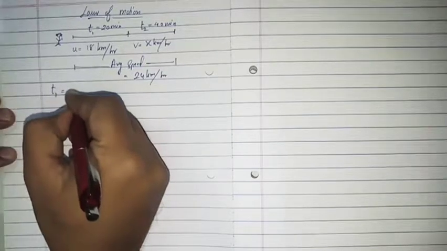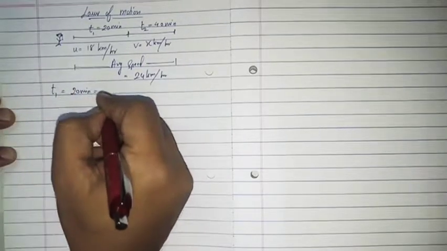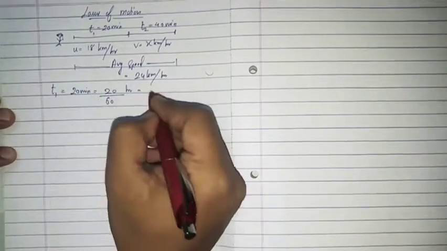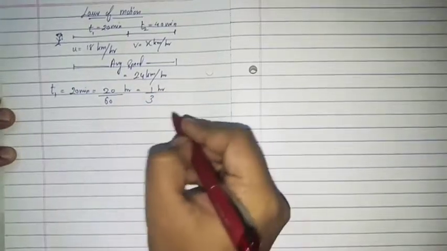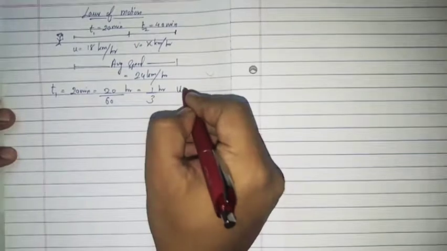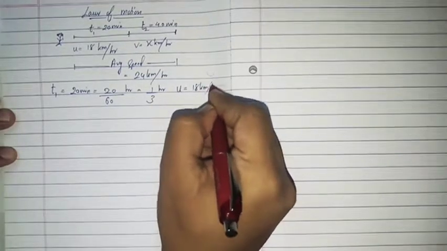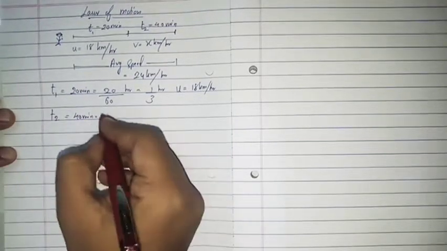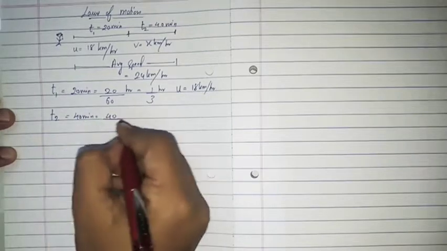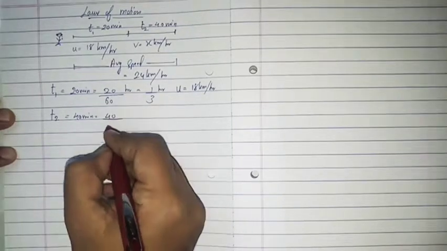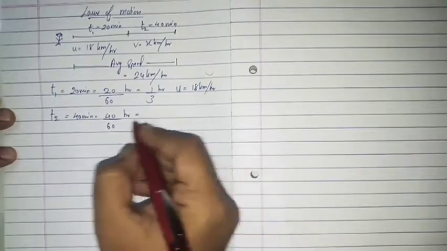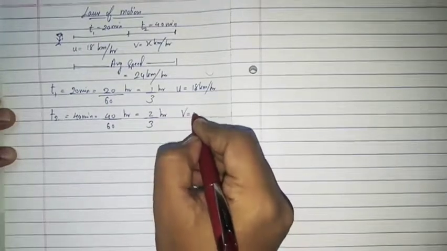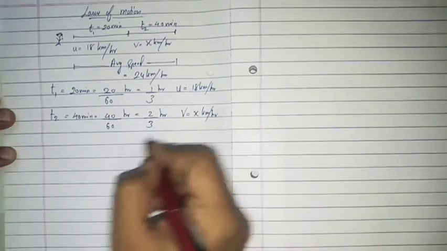So for time 1 it's 20 minutes, so to convert minute to hour, divide by 60. So 2 ones are 2, 2 threes are 6, so 1 upon 3 hour. And velocity for this is 18 kilometer per hour. Time 2 is 40 minutes, so in the same manner we will convert minute to hour. So 40 minutes into hour, divide by 60. How much will it be? 2 2s are 4 and 2 3s are 6, 2 by 3 hour, and this velocity let it be x.